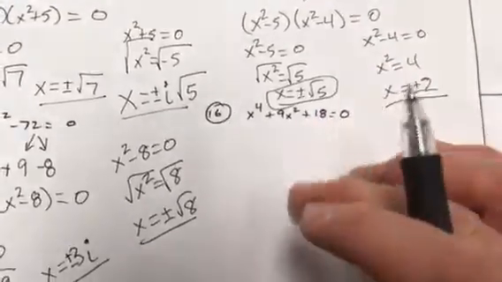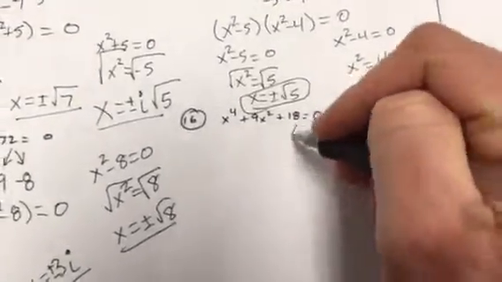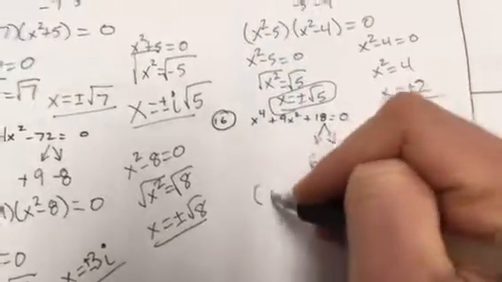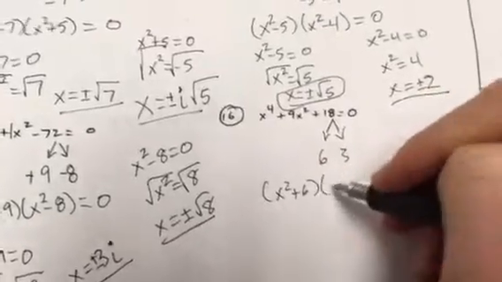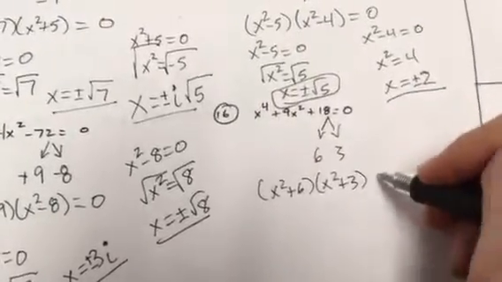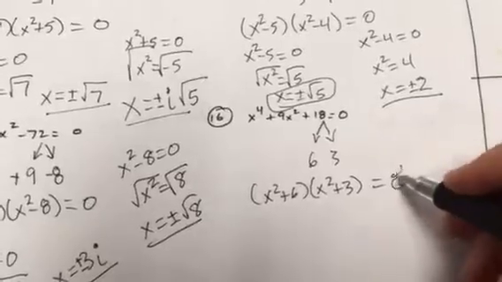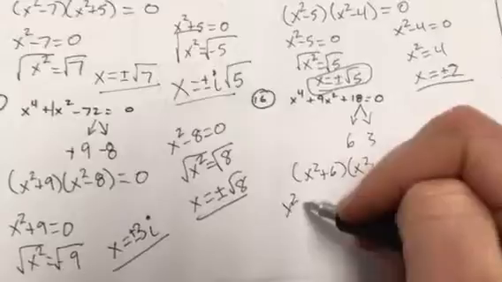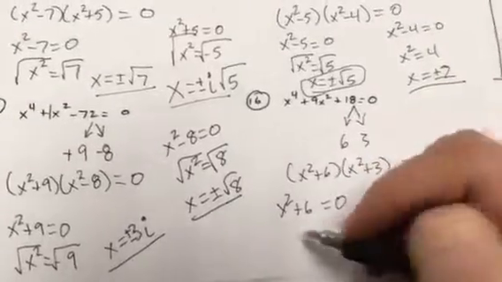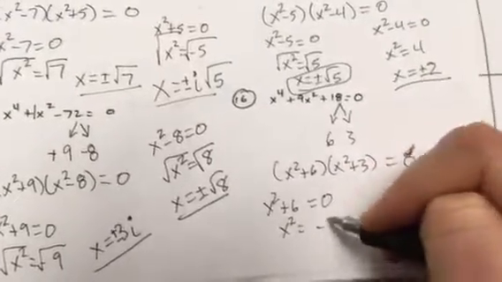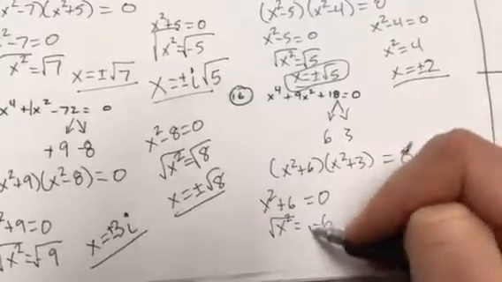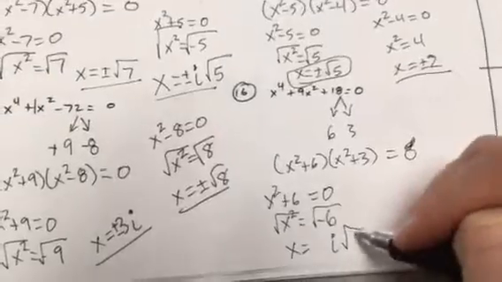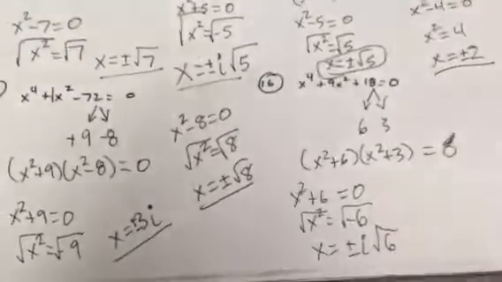Anyway, we're going to have a few imaginary solutions here on 16. What multiplies to 18 adds to 9? That would be 6 and 3. So you get x squared plus 6, x squared plus 3 equals 0. Cover up method. X squared plus 6 is nothing. So when you move that 6 over, you get x squared is a negative 6. When you take the square root of a negative, that i comes out. The square root of 6 is just root 6. So plus or minus i root 6.